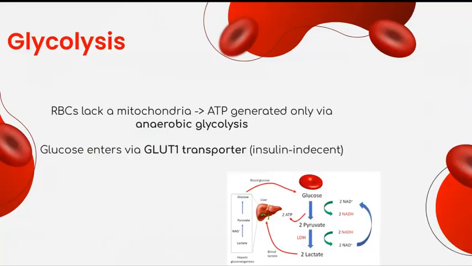Now, energy metabolism in red blood cells. Red blood cells lack mitochondria, so they can't use oxidative phosphorylation. Instead, they rely entirely on anaerobic glycolysis to produce ATP. Glucose enters the cell via GLUT1 transporters, which work independently of insulin.